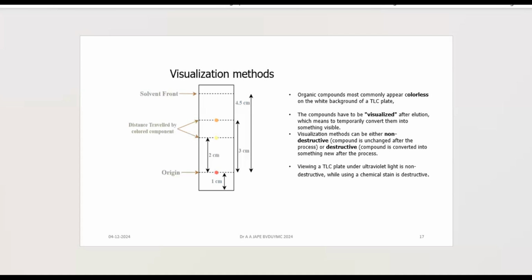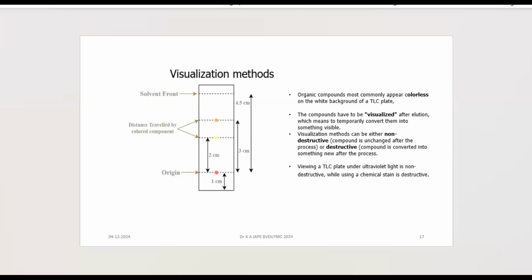But what does separation mean? How does it look? How to see that? Because if you are separating ink samples by TLC, you can surely have colored spots. But if it is a carbohydrate mixture, they are colorless and you cannot see them. So visualization is an important step when it is TLC. Organic compounds most commonly appear colorless when we talk about TLC, and on the white background of the TLC plate, you cannot really visualize the separated analytes.